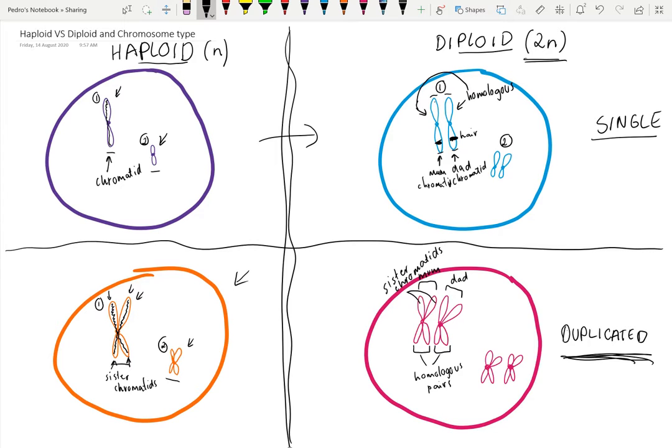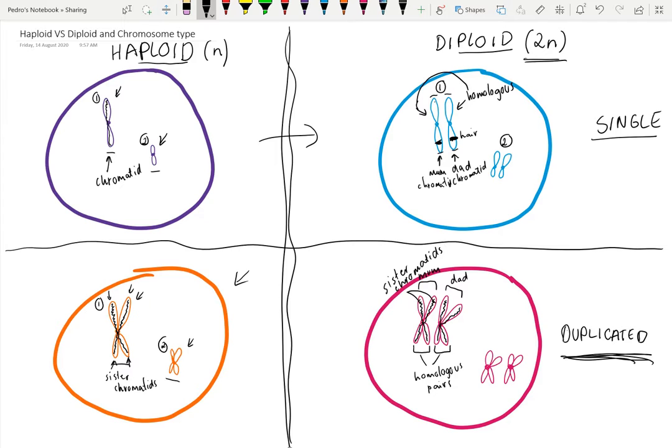Okay, and what does that mean? It means that the DNA strand on this side of this chromosome is the exact same as the DNA strand on this side of this chromosome. And same thing with dad. The DNA on this side of this chromosome is the exact same as the DNA on this side of the chromosome.